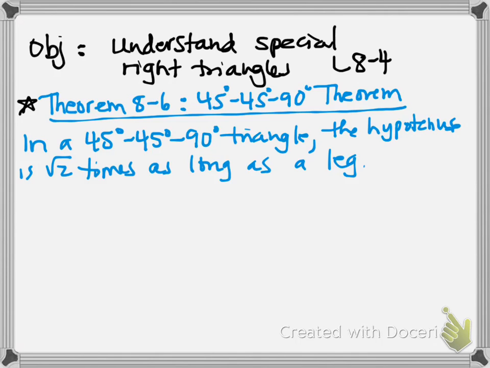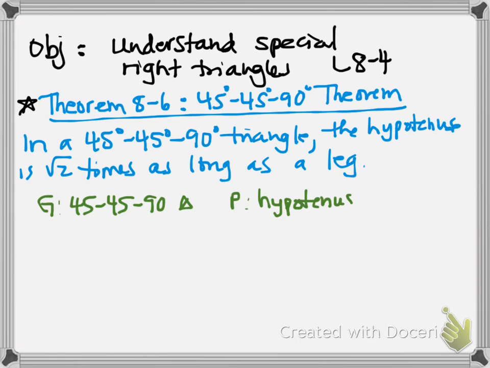Okay, so we're going to investigate that a little bit. Given that we have a 45, 45, 90 degree triangle, our job would be to prove that the length of the hypotenuse is equal to radical 2 times the length of a leg. So let me draw a picture of our triangle. What kind of triangle do I have? Be more specific. An isosceles right triangle.